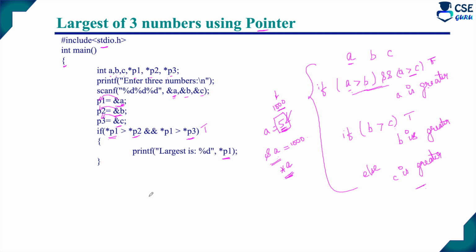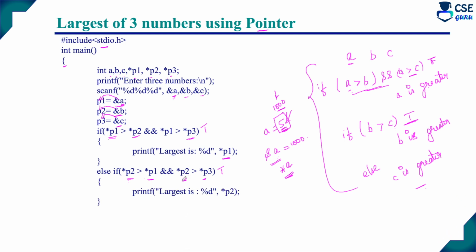Suppose this condition is false, here we have to compare star P2 greater than star P1 and star P2 greater than star P3. Here you can include that condition also, if required. For the safer side, we can compare with both variables. Here we are checking star P2 is greater than star P1 and star P2 is greater than star P3. If this condition evaluates to true, what is the meaning?